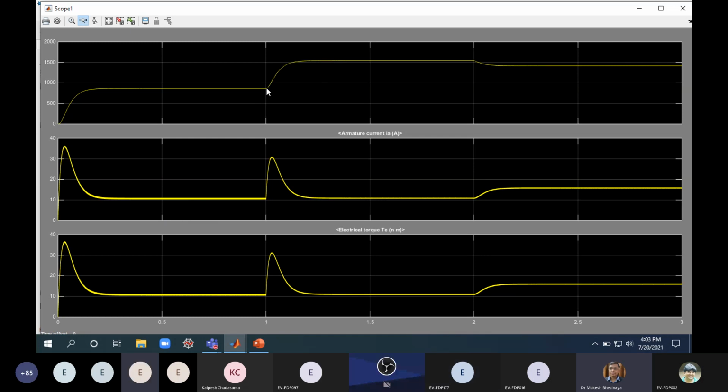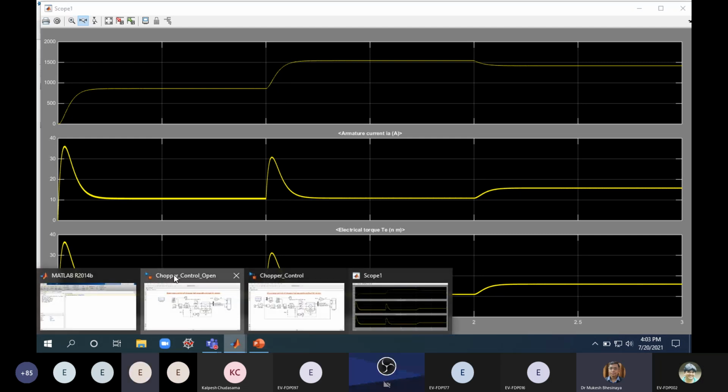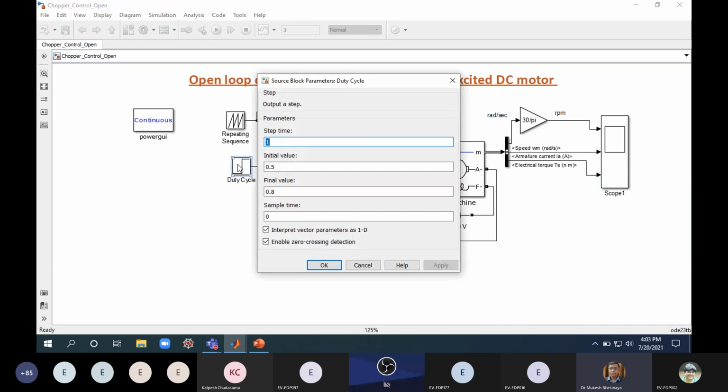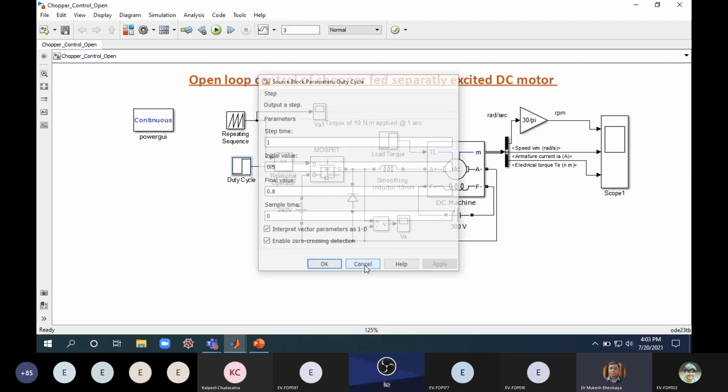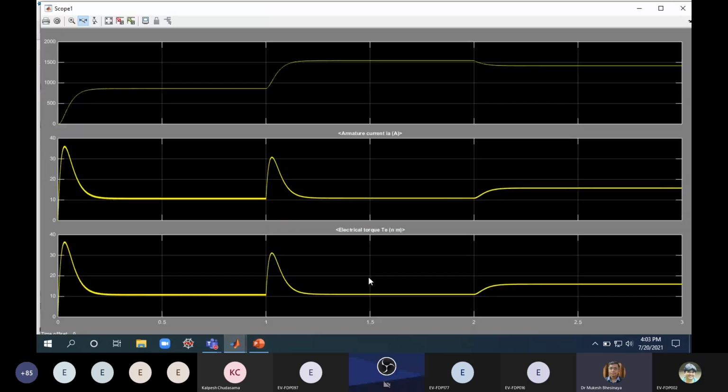At t equal to 1 second, I'm increasing the duty cycle. What was that duty cycle? Let's check it. Yeah, 0.5 to 0.8. So if you increase the duty cycle, then the armature voltage will increase with the fixed field voltage, and hence the speed will increase. You see, the speed increases further, and it is around, say, 1500 RPM.